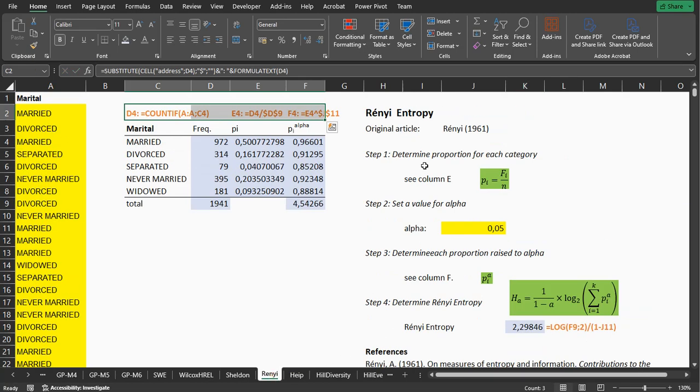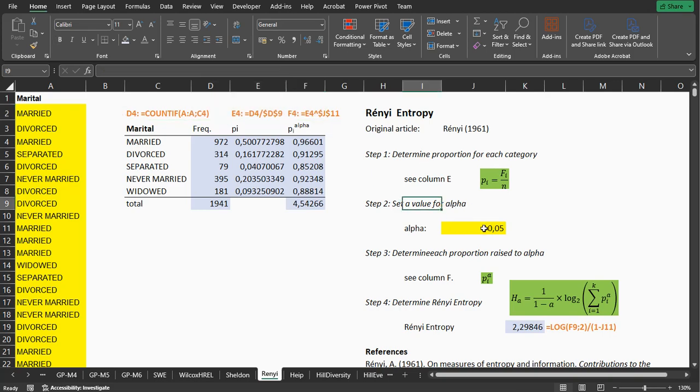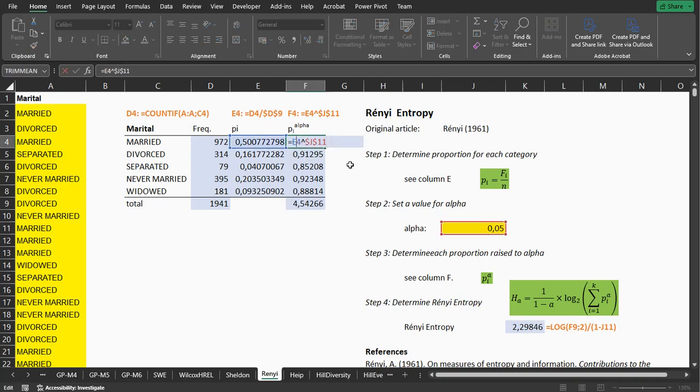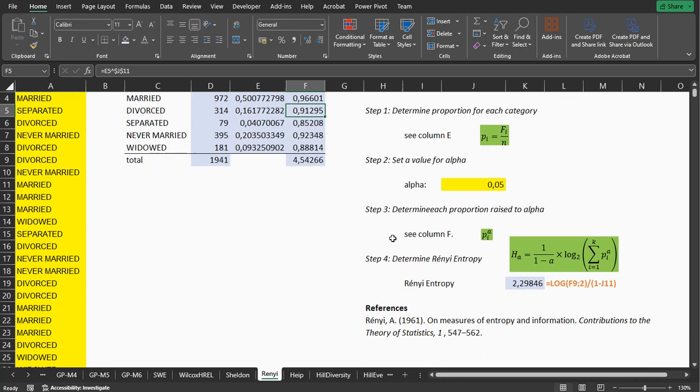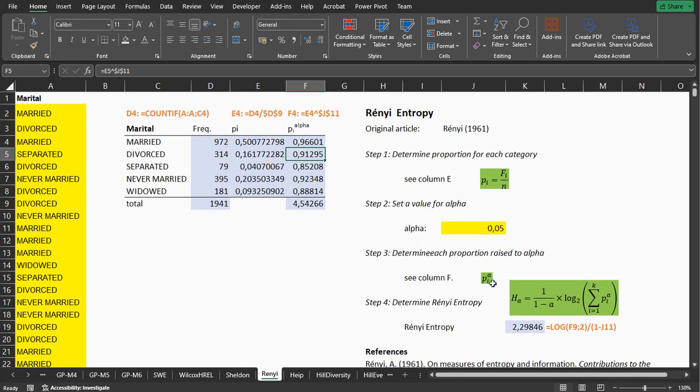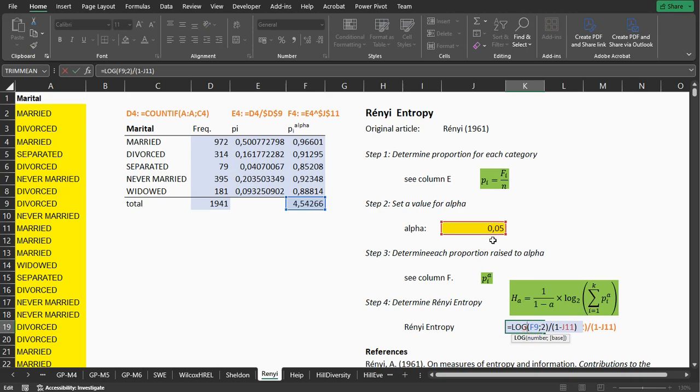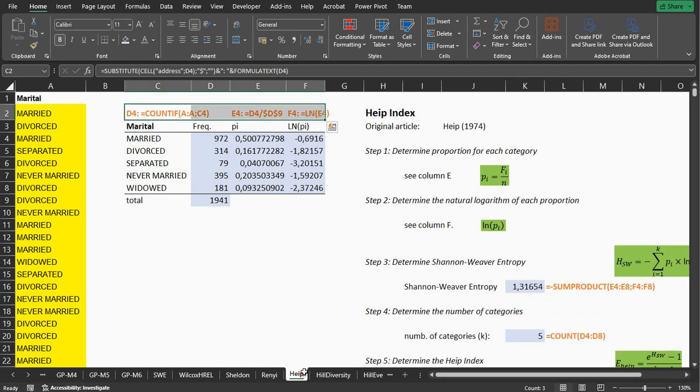Then there is Renyi Entropy. I hope I'm pronouncing this correctly. It requires an alpha value, so you set that one first, and then you raise the proportion to that alpha level. You can then use the log 2 of the sum of each of those, and that should give you the Renyi Entropy.